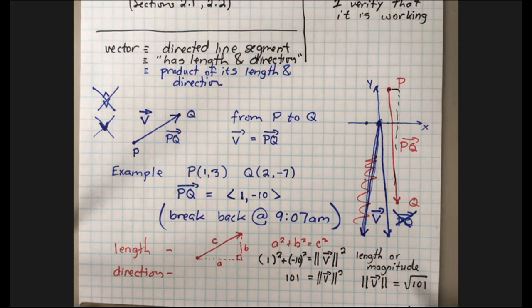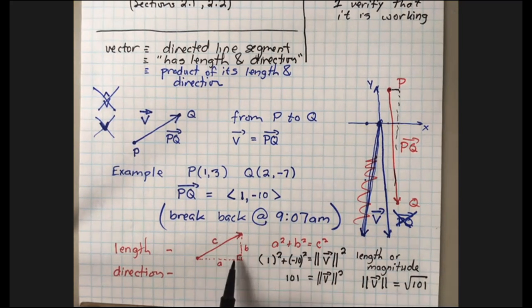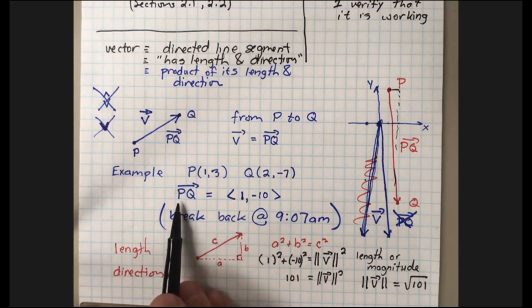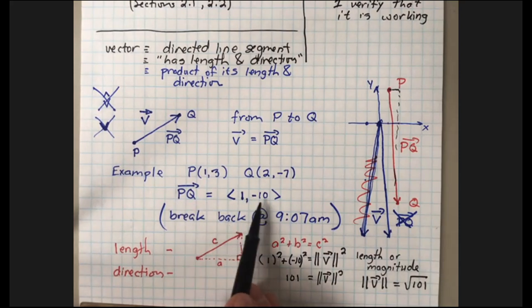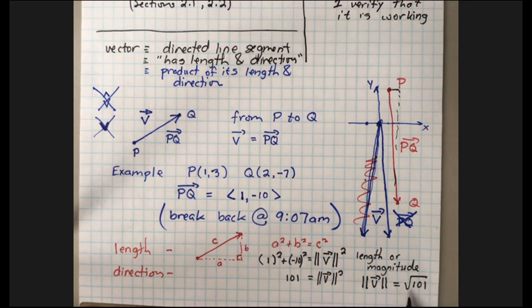So we don't have any arguments about how to construct length. And notice, I don't need a picture to do this either. If someone asks me for the length of PQ, I just say 1 squared plus 10 squared, square rooted, square root of 101. So length is not hard to construct. In fact, even in multiple dimensions, length is not hard to construct. But direction? Then we've got to get everybody on the same page.